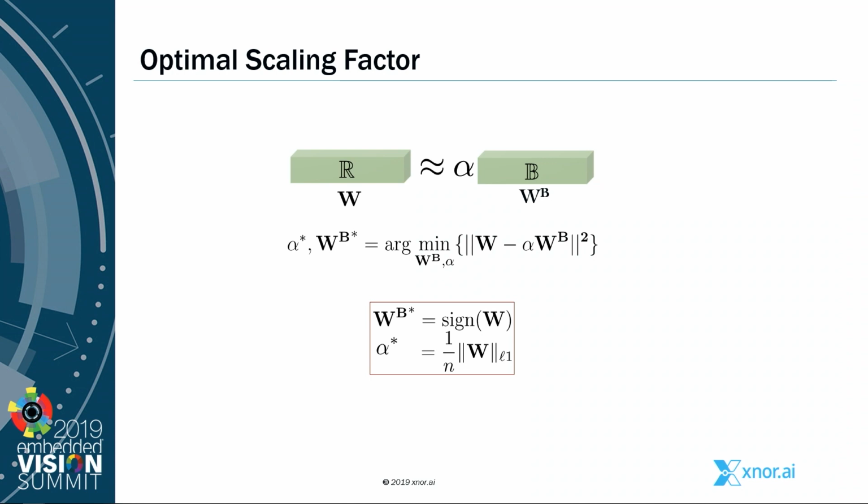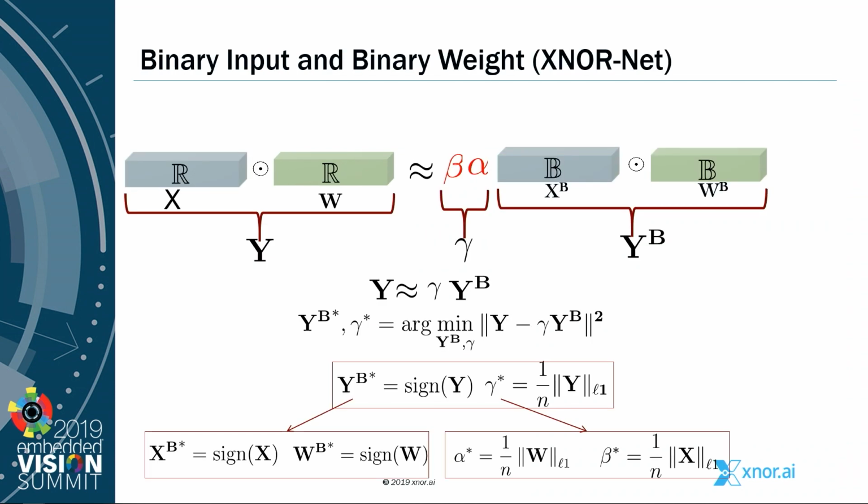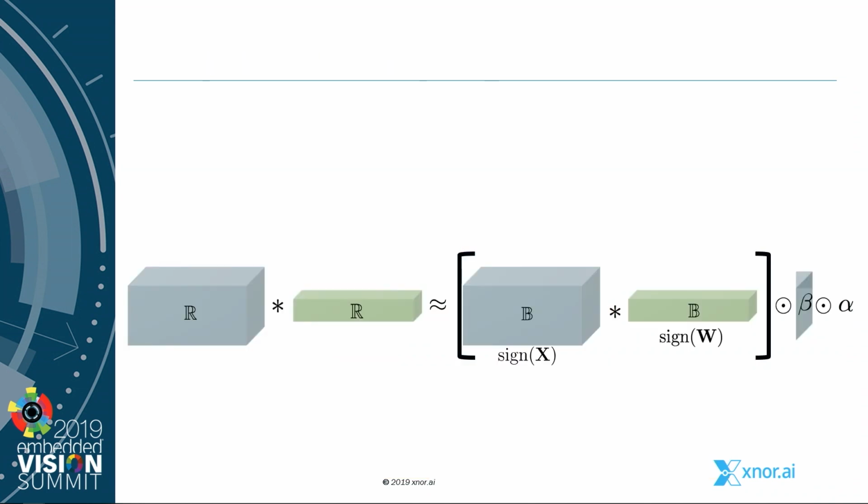And with a little bit more math, which I'm not going into, we can expand the same thing to estimating the binary values both for the input and the weight as well. If we do that, then we are converting a convolution between two real-value tensors into a convolution between two binary tensors.